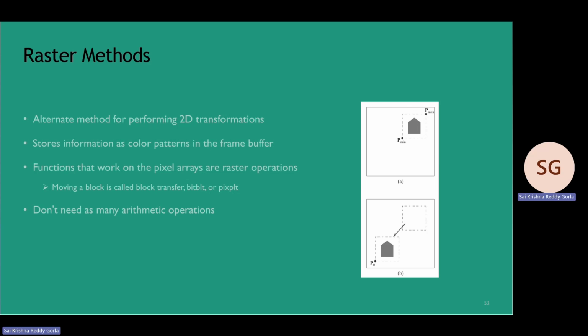Raster methods are alternative methods for performing 2D transformations. They store information as a color pattern in the frame buffer, with functions that work on a pixel area for the raster operation. Moving a block is called a block transfer, also called a pixel blit or a bit blit, and it doesn't need any arithmetic operation. Here you can see the image which has been shifted from here to the object after the transformation.